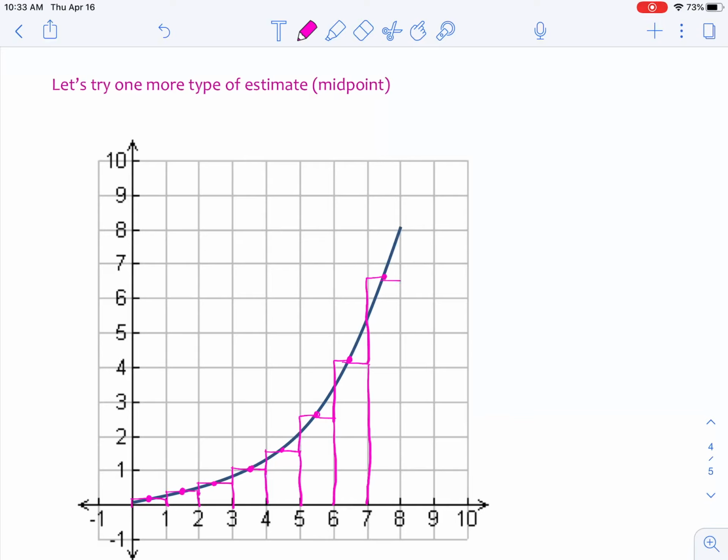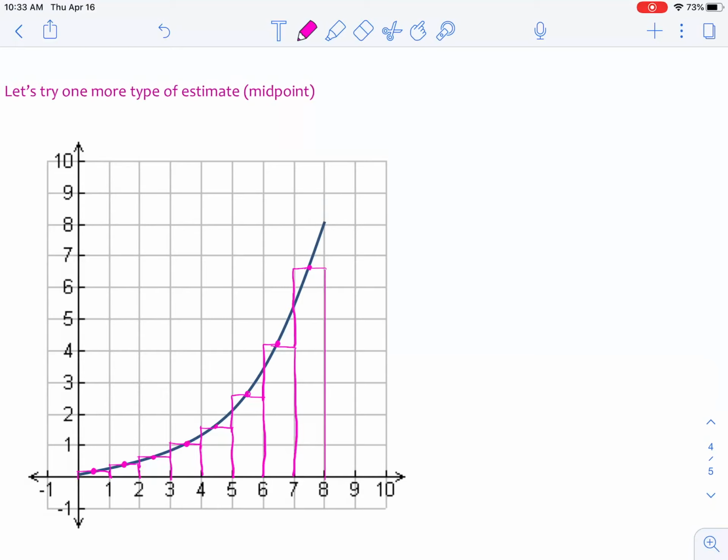Just finishing this up here. Okay, so there we've got our 8 rectangles, but this time we use the midpoint between each of the widths of one unit, okay? And then writing the area out looks very similar. This is midpoint, so I'm going to use M instead of L or R with 8 rectangles. So M sub 8 is, all of our widths are still 1 unit, so width of 1 times, now I'm going to do the sum of the heights.